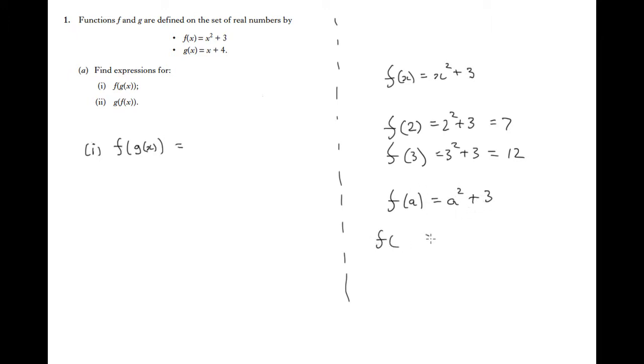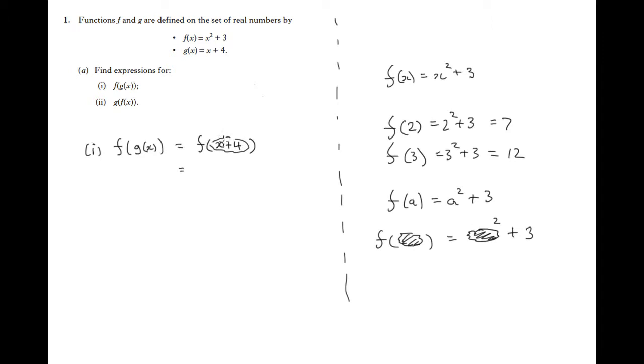So whatever goes in, it squares it and adds 3 to it. So that's essentially what the function f does. Feed something in, it spits out the number squared plus 3. So what's going into this function f in this case? Well, g of x is. And what's g of x? Well, it says it's x plus 4. So you're feeding into this function f the expression x plus 4.